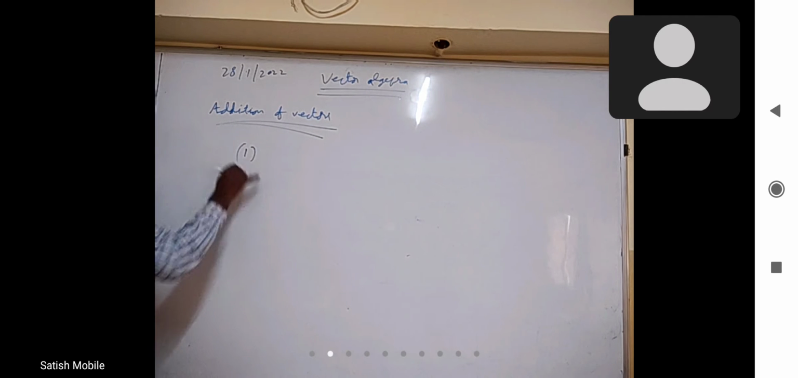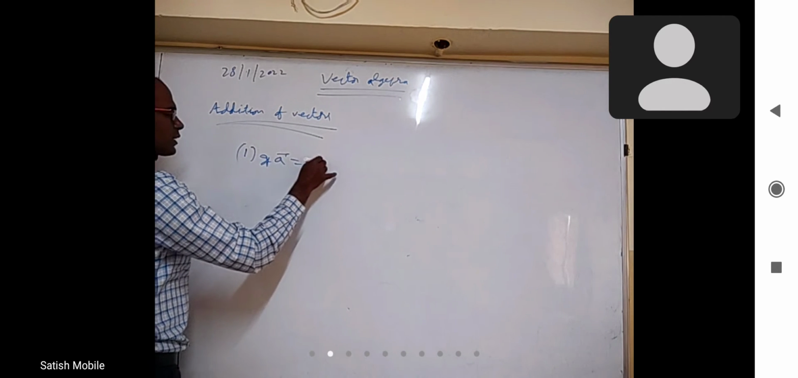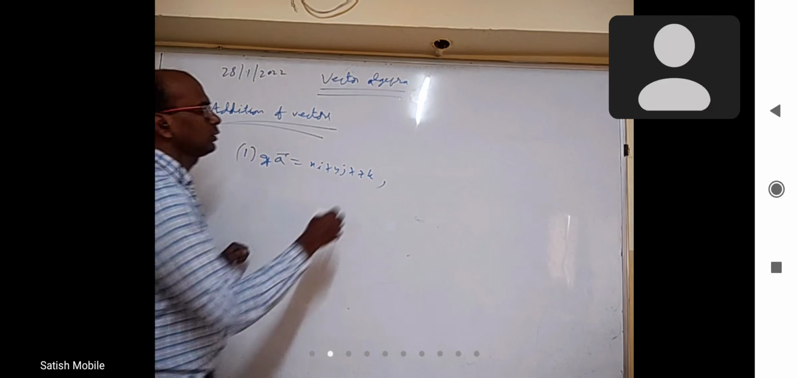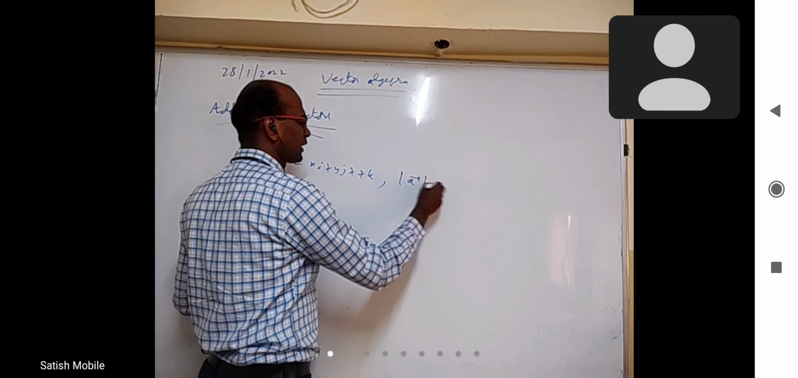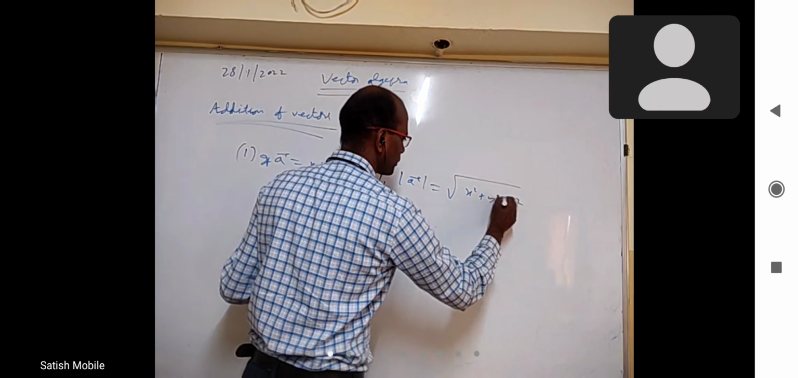Very first point, everybody knows this. If A bar is equal to xi plus yj plus zk, then mod A bar is its magnitude, which is root over x square plus y square plus z square.